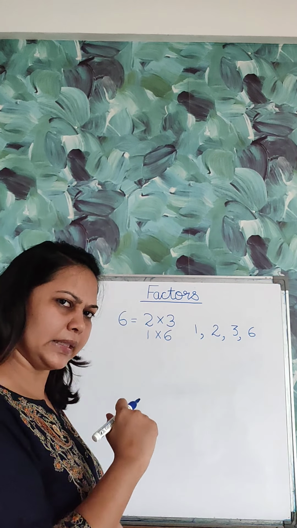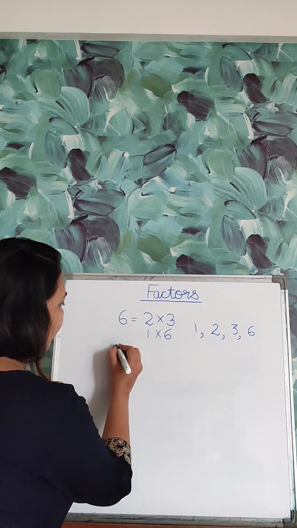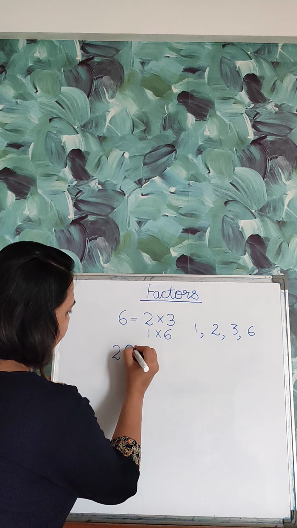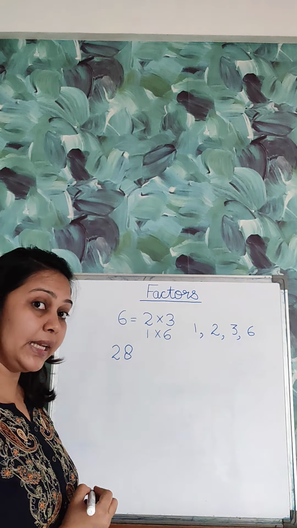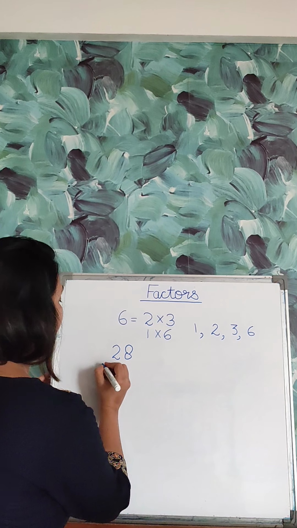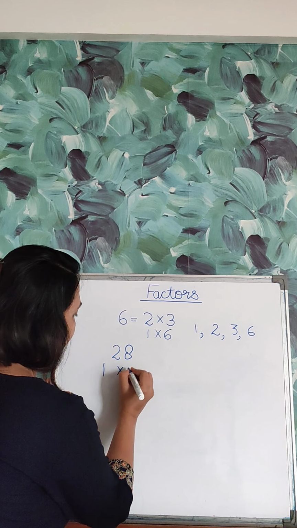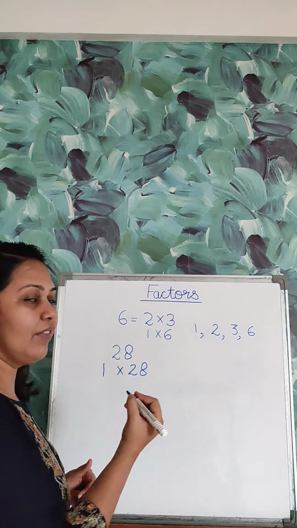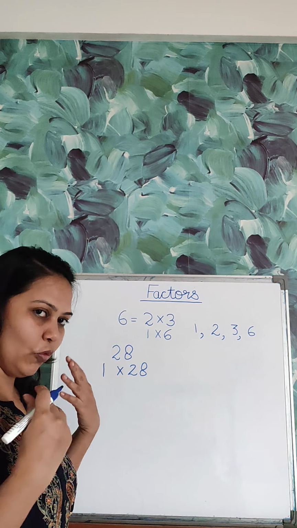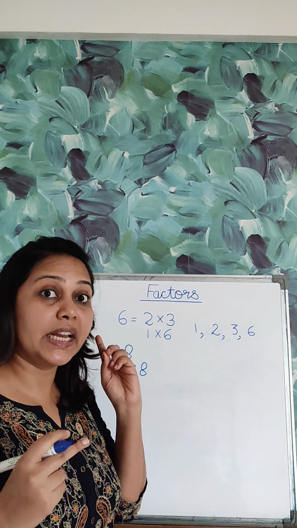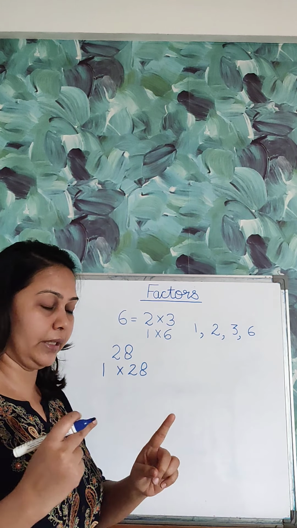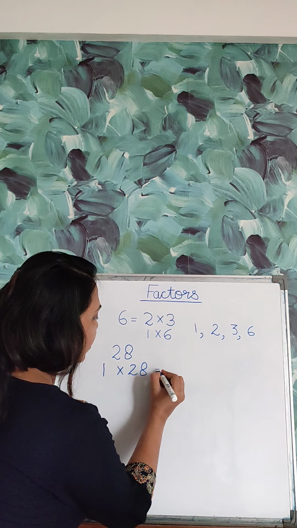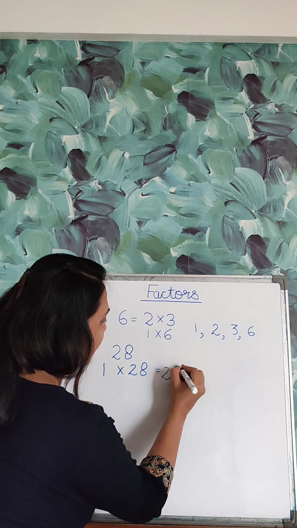Right, so let us take an example. Suppose we have to find the factors of 28. So 28 can be written like 1 into 28. Right? Why have we taken 1? Because 1 is a factor of each and every number. We know this thing. So 1 into 28 is equal to 28.